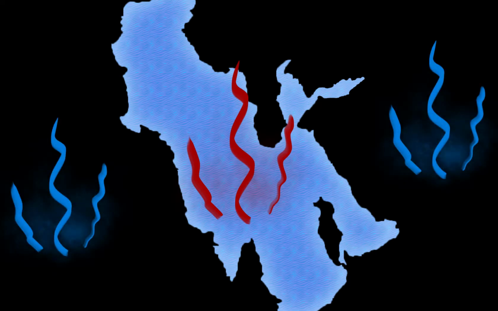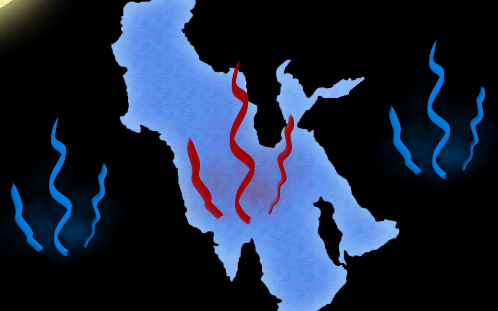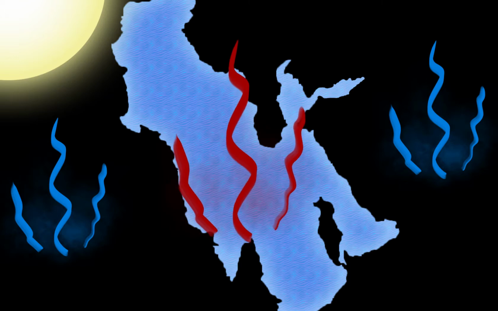To begin, you need a lake with relatively warm water, about a 16 degree Celsius difference between the lake surface and 700 MB to create atmospheric instability. Your lake water needs to be warmer than the land which surrounds it. This effect is more common during the nighttime as the sun is not there to heat the land, but the water retains much of the heat it absorbed throughout the day.